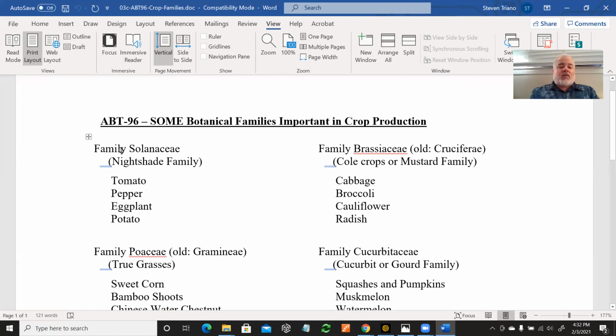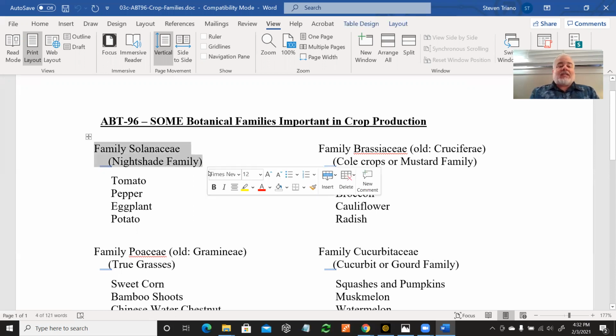So let's go through these very briefly. You definitely want to know these 10 for the midterm. Solanaceae, otherwise known as the nightshade family. And nightshade is a plant that grows around here in California, Central Coast area, and lots of places around the world.